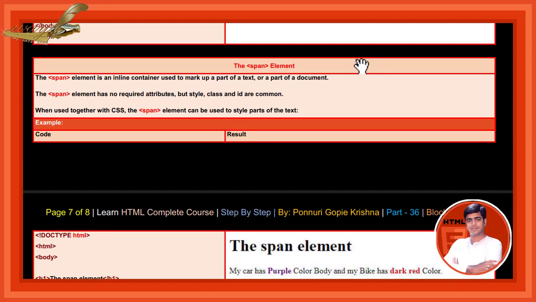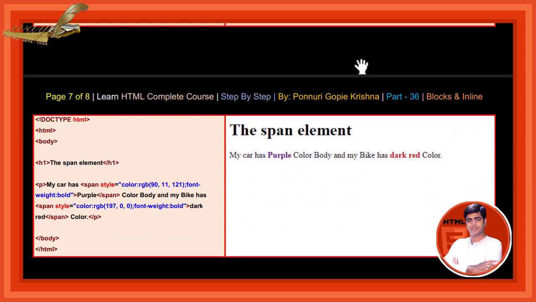The span element. The span element is an inline container used to mark up a part of a text or a part of a document. The span element has no required attributes, but style, class and id are common. When used together with CSS, the span element can be used to style parts of the text. See the code and result.